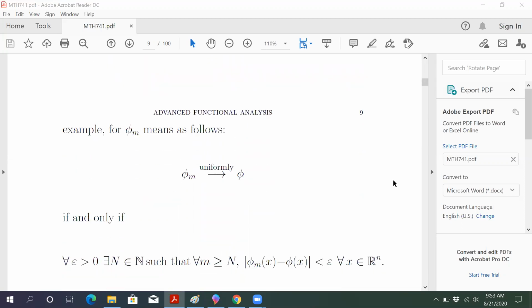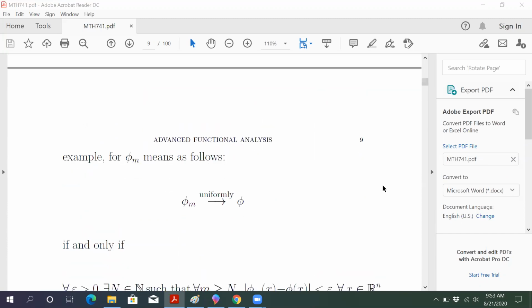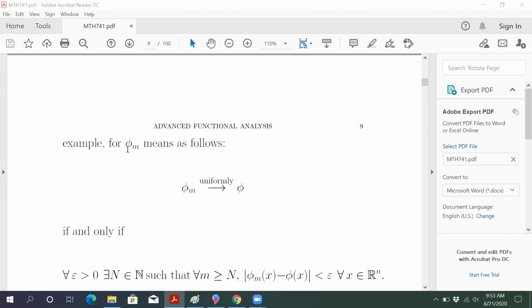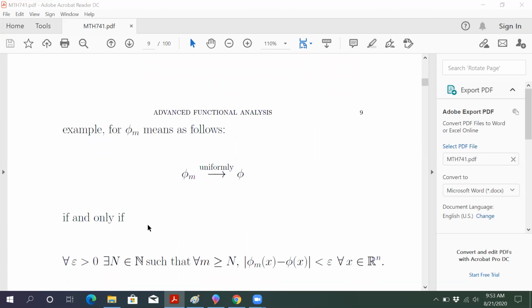Okay, look at here. For example, when we say phi m is convergent uniformly to phi, this means, look at here, for every positive epsilon, a positive number like epsilon, there is a natural number like n such that for every m greater than or equal to n, the absolute value of phi m x minus phi x is less than epsilon for all, okay, for every x that belongs to R^n, okay?